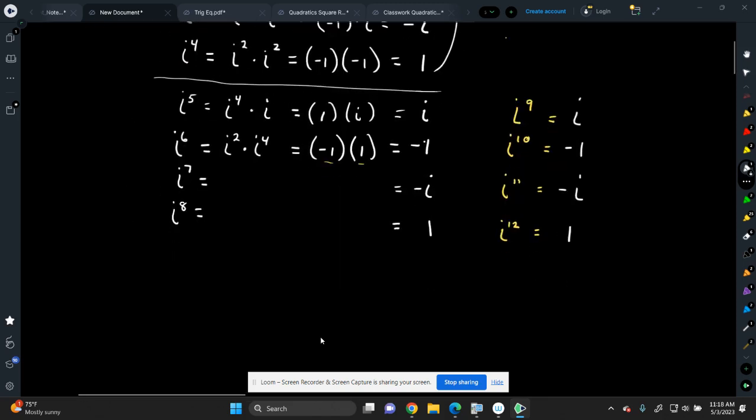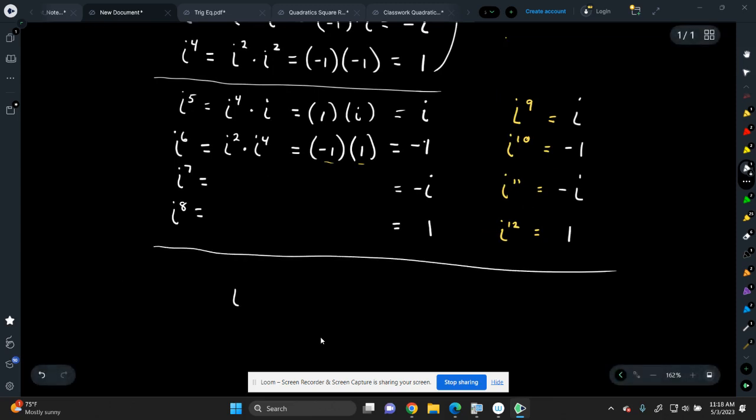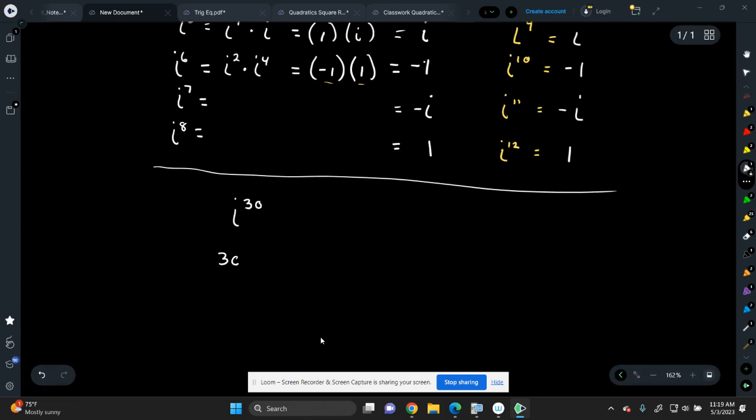But we don't want to have to rewrite them out like this every time. For instance, if I had I to the 30th, I don't want to write it out 30 times. So I want to figure out how many groups of 4 there are. I'm going to take the exponent, the 30, and divide by 4. That's going to be 7, since 7 times 4 is 28, with a remainder of 2. So this is the same thing as I to the 2nd. It's the remainder that we care about.